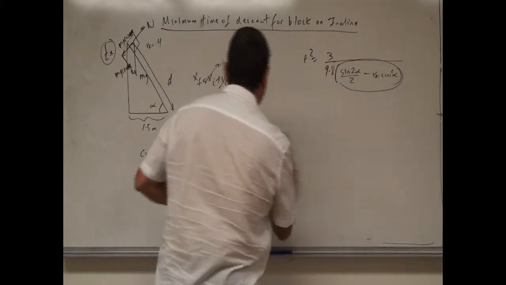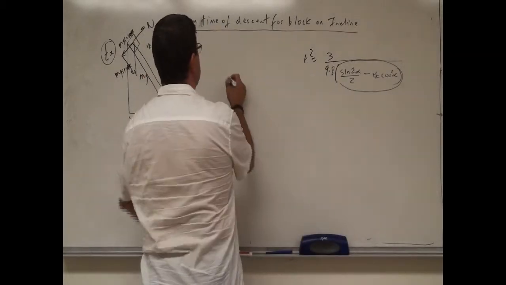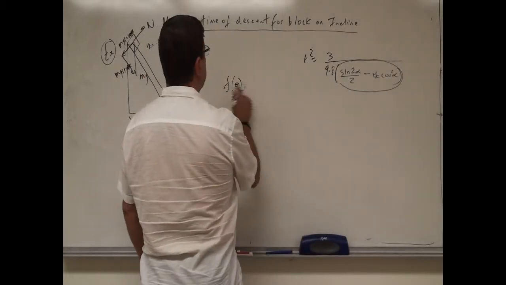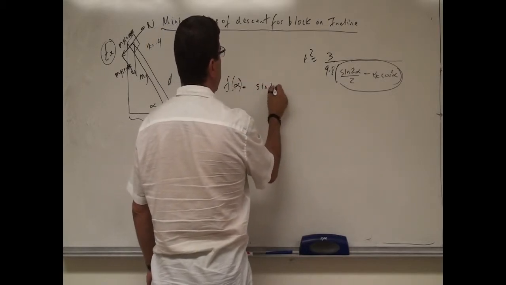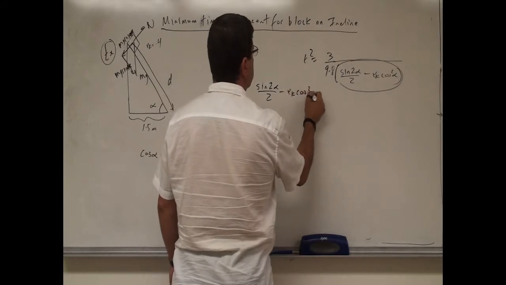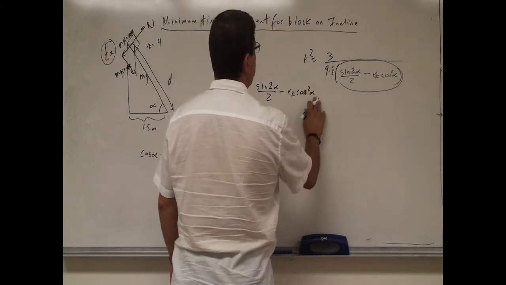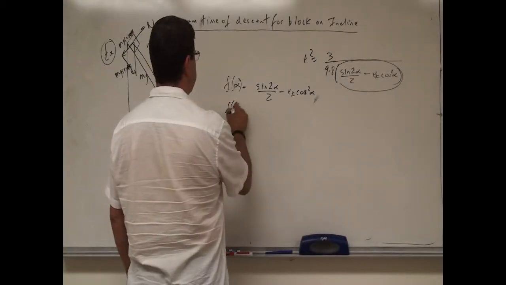So then I can take this here. I can define the function f of theta, or f of alpha, is equal to sine of 2 alpha over 2 minus mu k cosine squared alpha, right? And then I want to find the angle that maximizes that. So then I take the derivative of that.